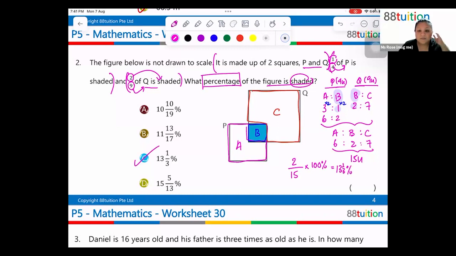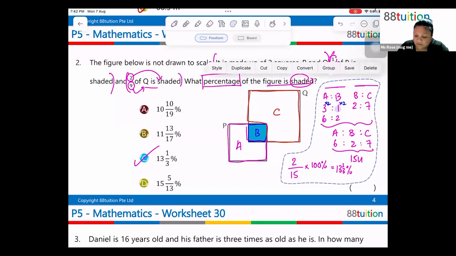Then you do not understand? Which part do you not understand, Evan? The ratio part, okay. Now, I'm just going to run through this one more time, okay? All right, for the rest of you as well, if you didn't catch it the first round.